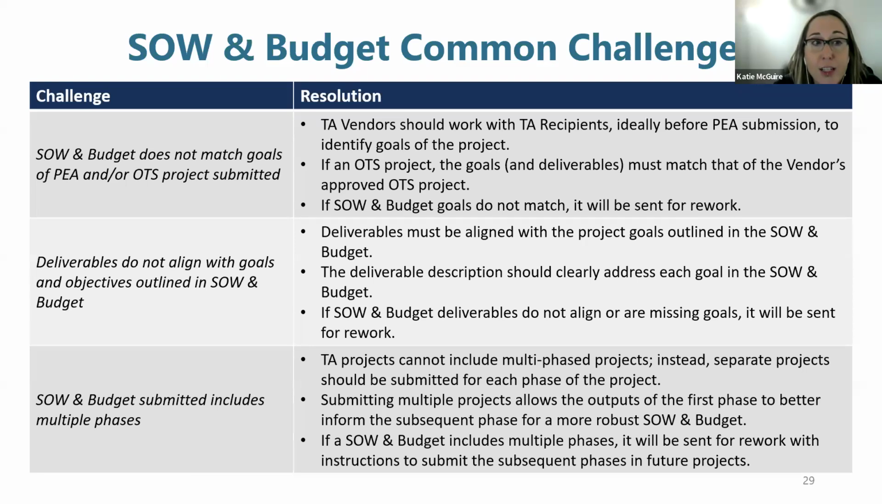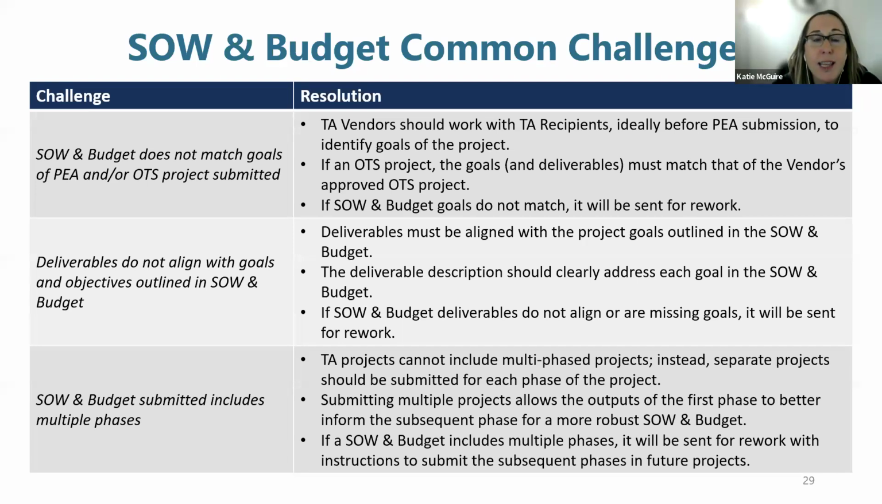Another challenge is that the deliverables and the objectives outlined don't align with the goals, and they may be unclear. So you need to make sure that before submitting the SOW, and working in collaboration developing it with the recipient, the deliverables are clearly outlined, aligning with the project goals, and the deliverable description should be clear and address each goal in the SOW. And if they do not align or the goals are missing, it will be sent back for rework.